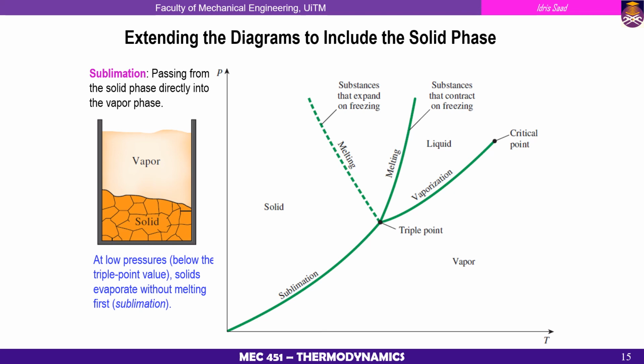The pressure and temperature diagram that includes the sublimation, vaporization, and melting is presented in this slide for your reference, to differentiate the solid phase, the liquid phase, and also the vapor phase.